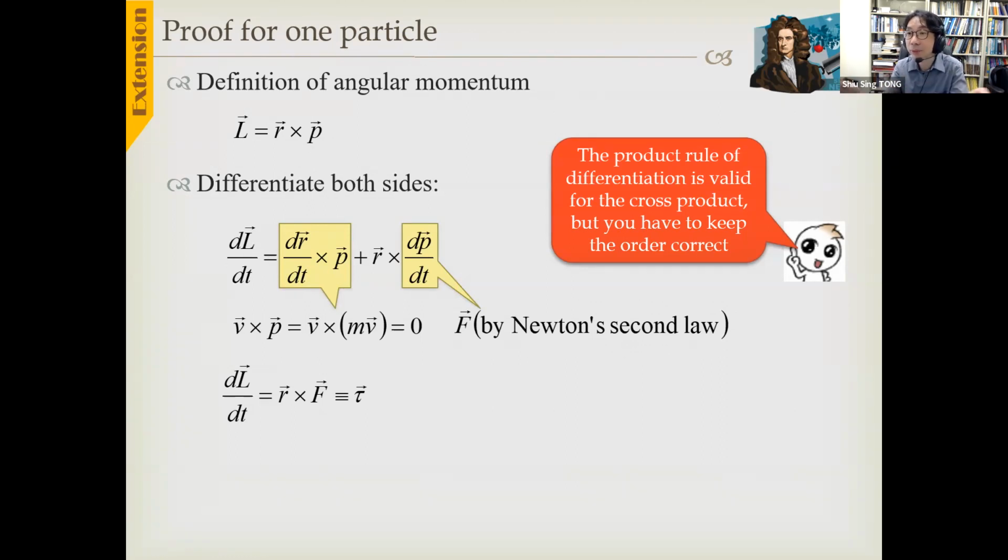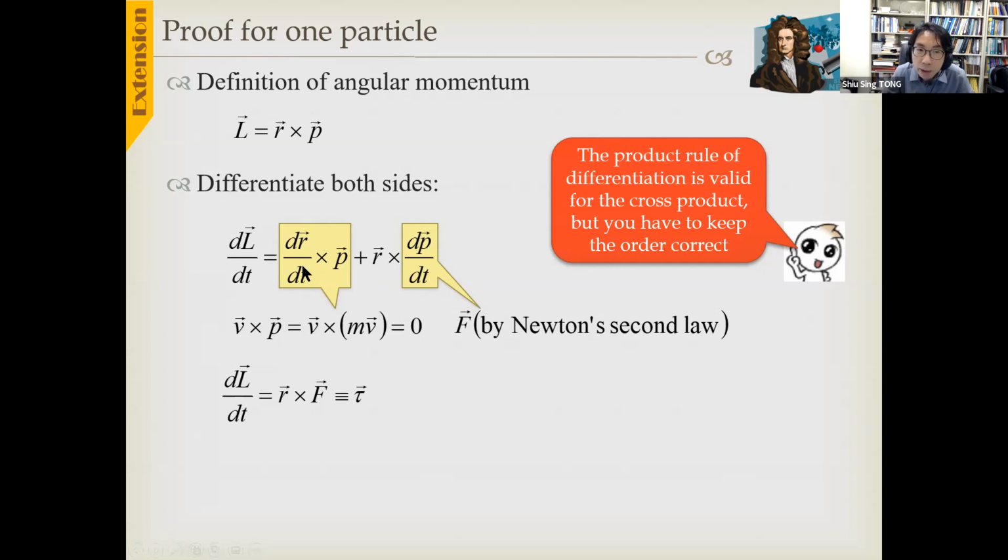After you apply the product rule to each of the components and group them up, you will find that the cross product itself obeys the product rule, just like the scalar quantity. So you can apply the product rule to the cross product R cross P when you differentiate it. You first differentiate R with respect to t, cross with P, plus you keep R intact and cross with the derivative of the linear momentum P. So you have dR/dt cross P plus R cross dP/dt.